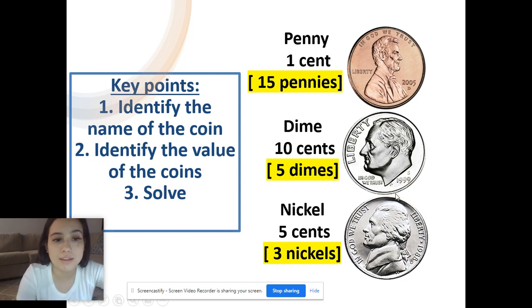So if at this moment you want to press pause so that you can get these coins, you're more than welcome to, and then you press play when you're ready. And again, I repeat that if you do not have coins available, that is fine. We can draw them out. So let's start.